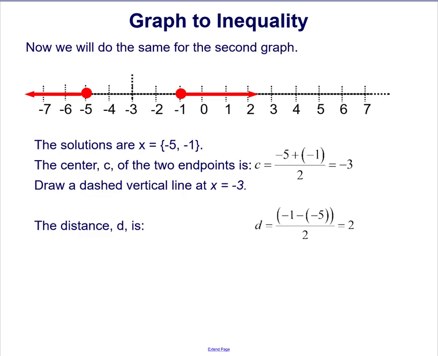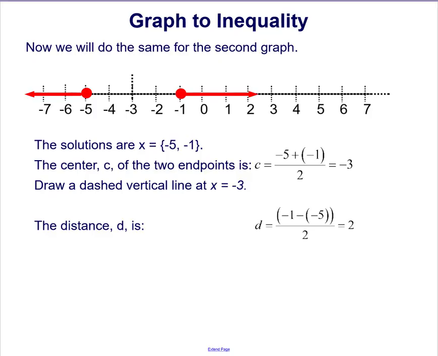And now we will do the same thing for the second graph. Now, the way the arrows are pointing indicates that this is a greater than or equal to graph. The solutions are negative 5 and negative 1. The center C of the two endpoints is found by taking the average of the two endpoints, negative 5 plus negative 1, divided by 2, is equal to negative 3. So the dashed vertical line at x equals negative 3 indicates where the center is.